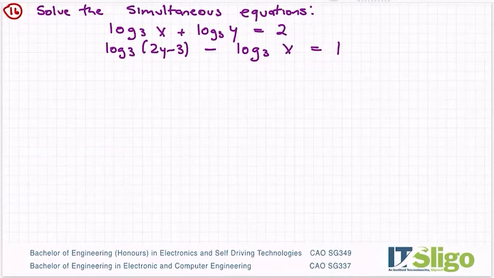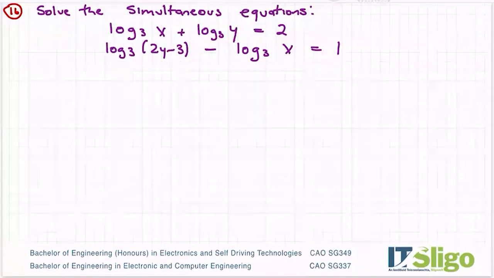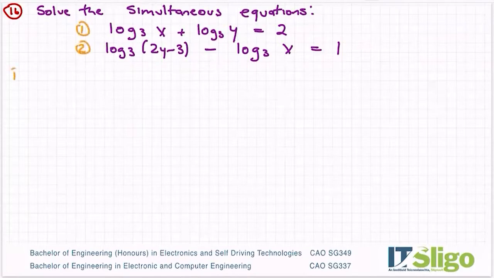So the trick to these ones is that you resolve each equation, or you get rid of the logs in each equation first, and try and form two equations in x and y, and then you solve them. So to do that, I'm just going to label my equations 1 and 2, and I'm going to work on them now.